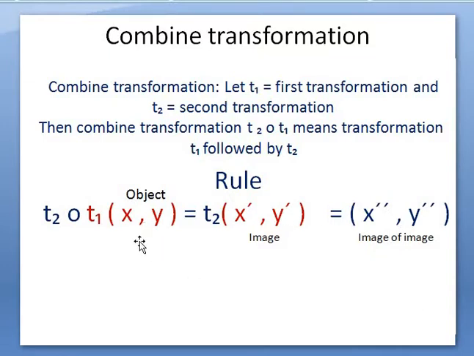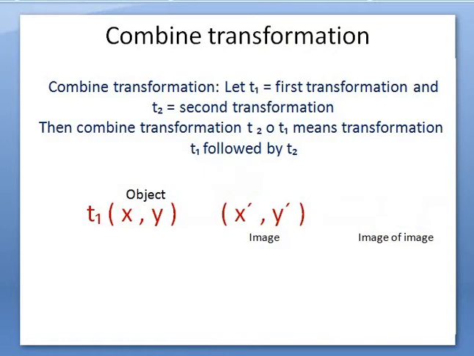So what we see here, look at here, this is the first image, x dash y dash is the image of xy, and the final image is this one, x double prime y double prime under T2.